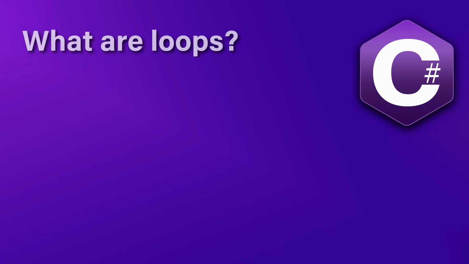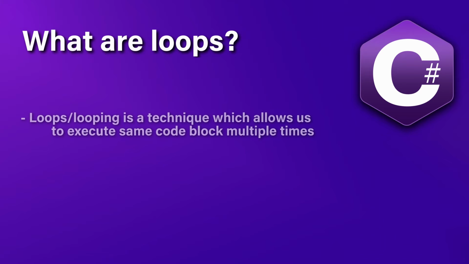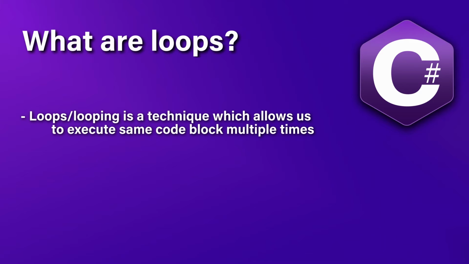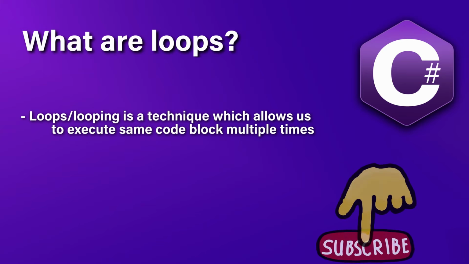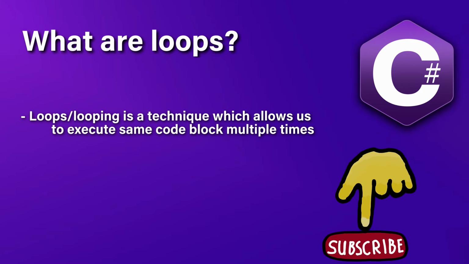So what are loops? In programming, loops or looping is a technique which allows us to execute the same lines of code over and over again until a specified condition is met. Using loops, we can achieve modern application functionality where we make the application listen to our input, such as button presses, for as long as we want.